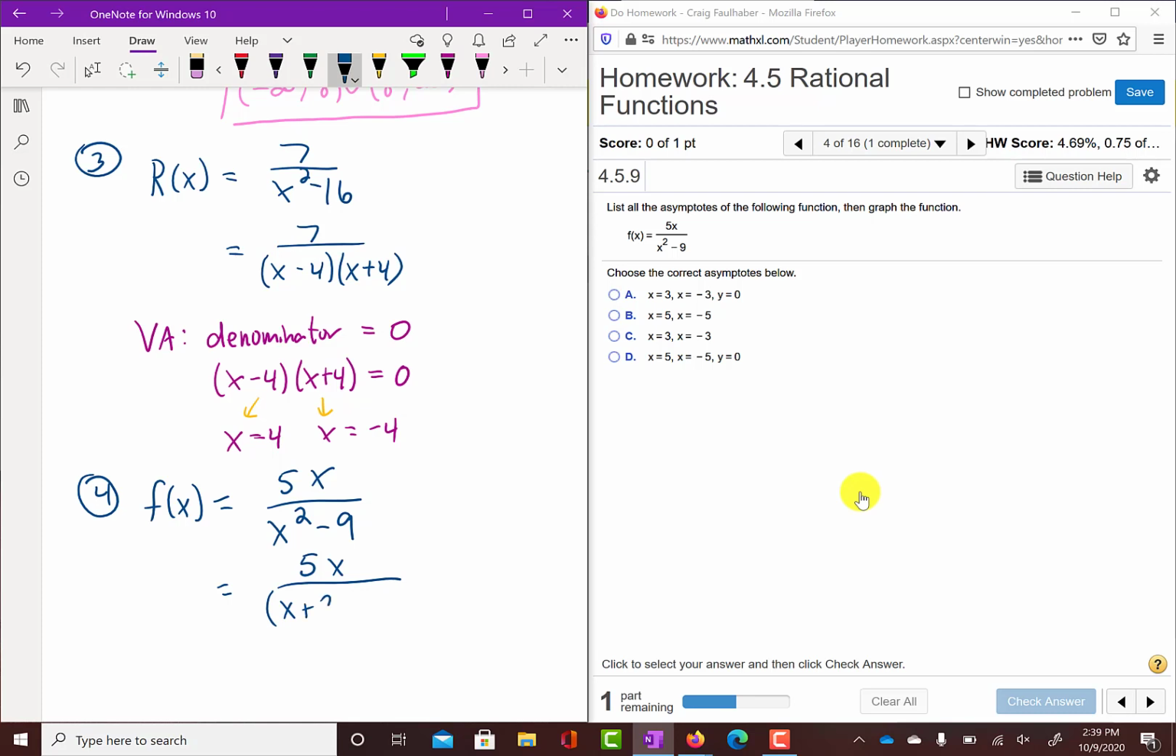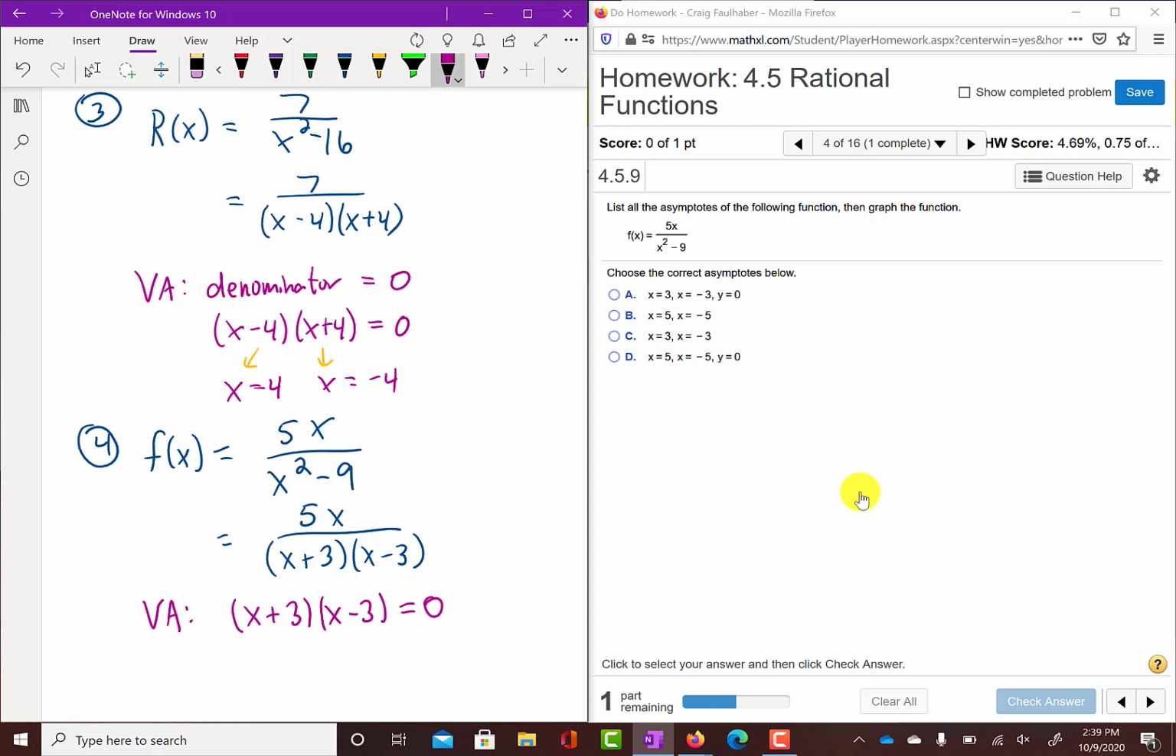In this case, it factors into x plus 3 and x minus 3. Nothing cancels, so we have factored and simplified now. Now, as far as vertical asymptotes are concerned, we're going to set the denominator equal to 0. That's x plus 3 and x minus 3. And we end up getting one vertical asymptote from each one of these two factors. We have a vertical asymptote at x equals negative 3 and another at x equals positive 3.